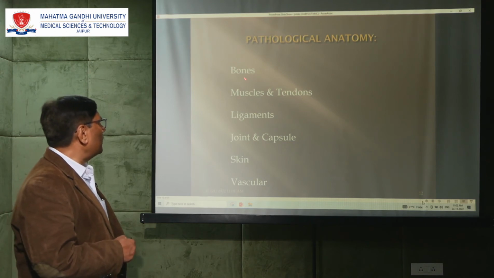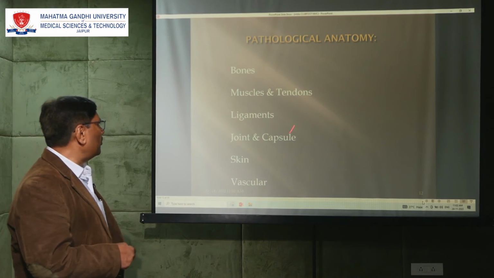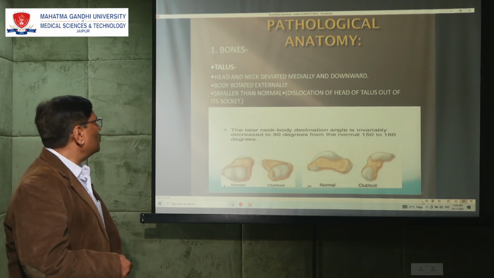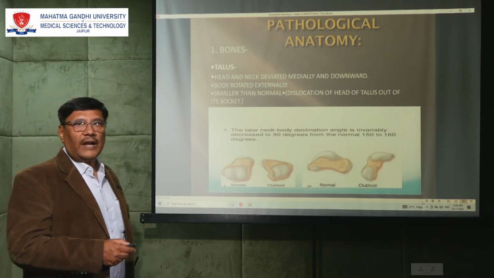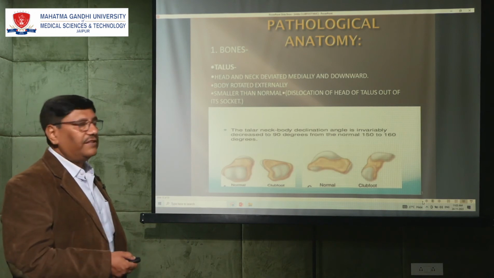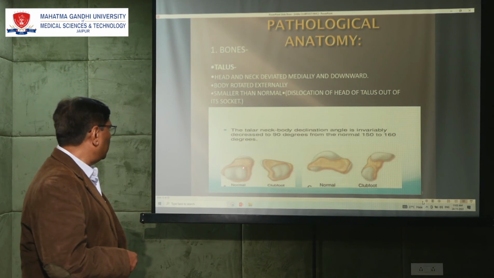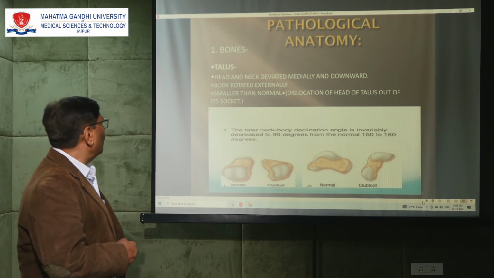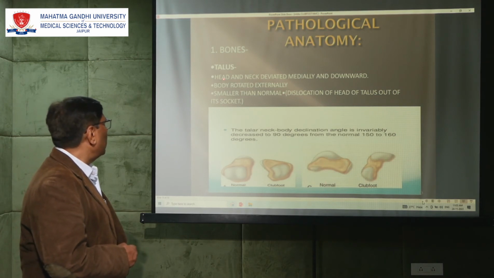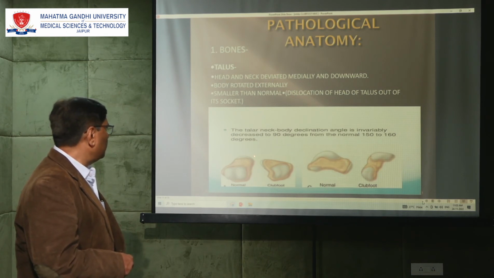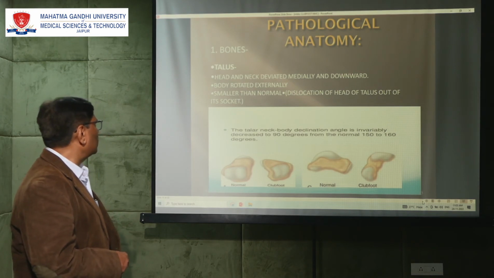Now, which bones are more abnormal? Which group of muscles, ligaments, joint, capsule is contracted, is abnormal? We learned that. So bones, basically bones of the hindfoot and the midfoot are grossly deformed. The first and the foremost being the talus. This is a normal appearing talus as seen from top, as seen from side. What happens in clubfoot deformity? The head and neck is deviated medially and downwards. So this is a normal bone, and the head and neck gets directed medially and downwards.